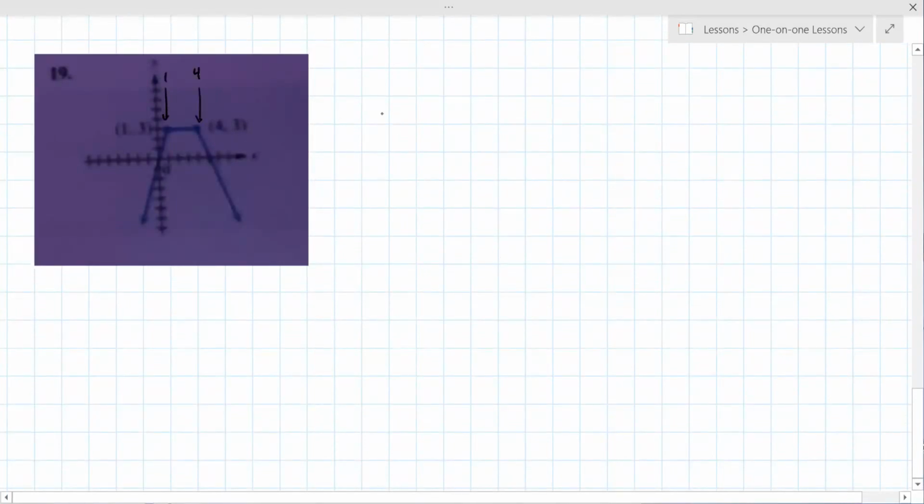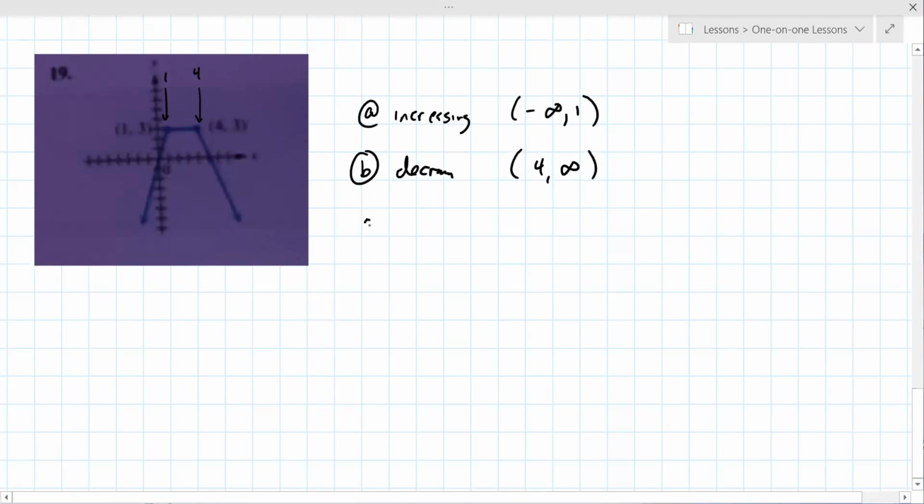It's increasing when it's going up and to the right. There's a breakpoint here at 1, and a breakpoint here at 4. Sorry if you can't see that real well, but where is it increasing? Well, usually you have to say that. Is it from negative infinity to 1? Yes, and then decreasing from 4 to infinity. And then it's constant. This one's kind of easy because it's in between those two. It has to be doing the other thing, which is being constant.